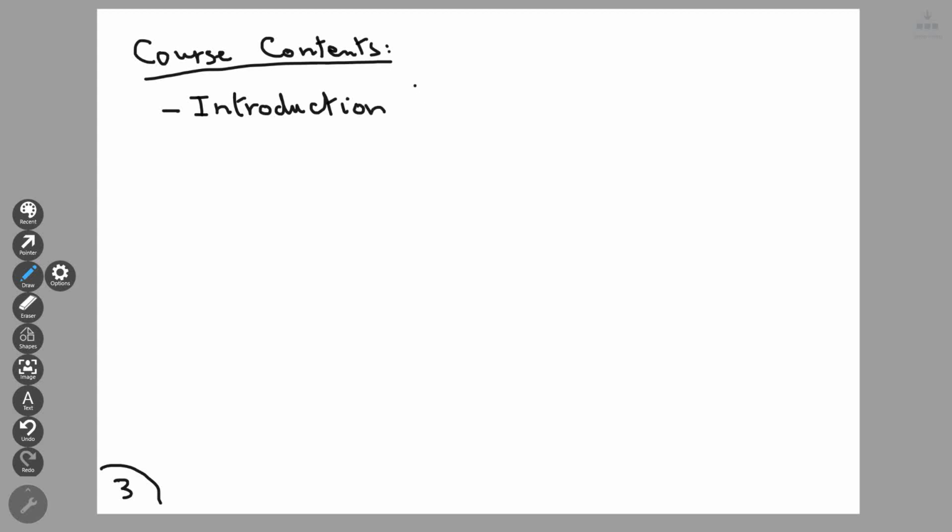About the hardware, or components of a computer. But the most important part is programming. How to program a computer.